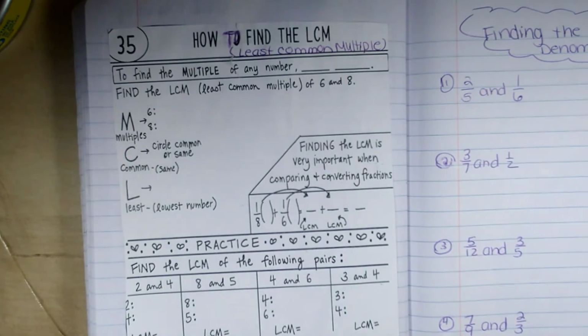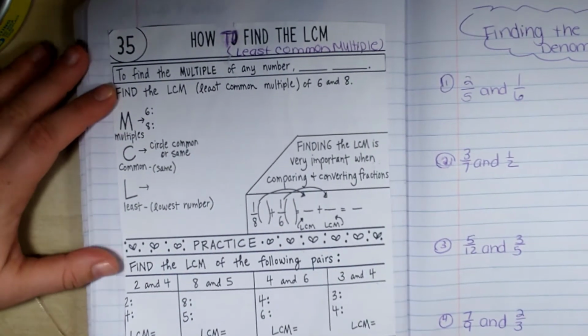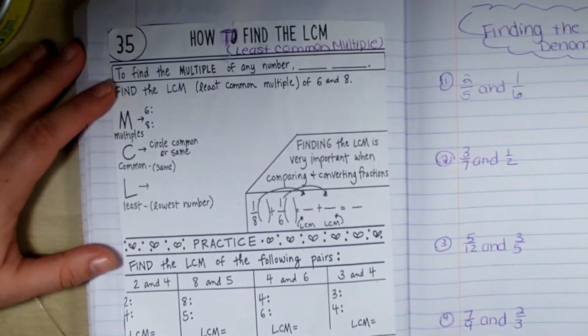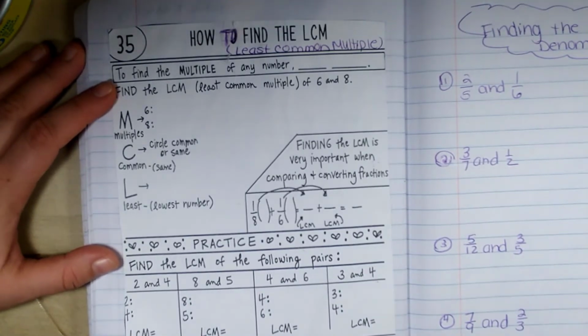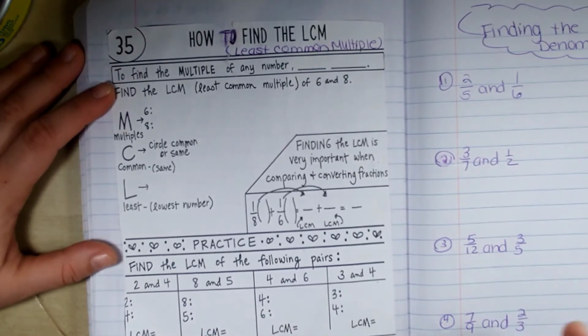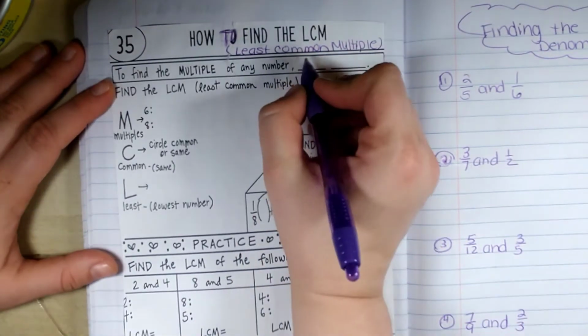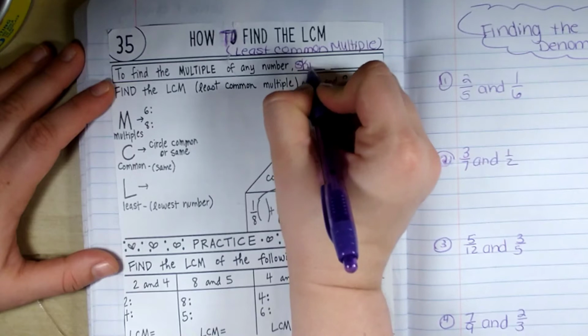So why would I find the least common multiple? This is when you have to add or subtract fractions or mixed numbers and they do not have a common denominator. In order to find the common denominator, you have to find the least common multiple. That will be your denominator. So first of all, we're going to talk about how to find a common multiple of two numbers, and then we're going to move it over to be the denominator. So to find the multiple of any number, you're going to skip count by that number.